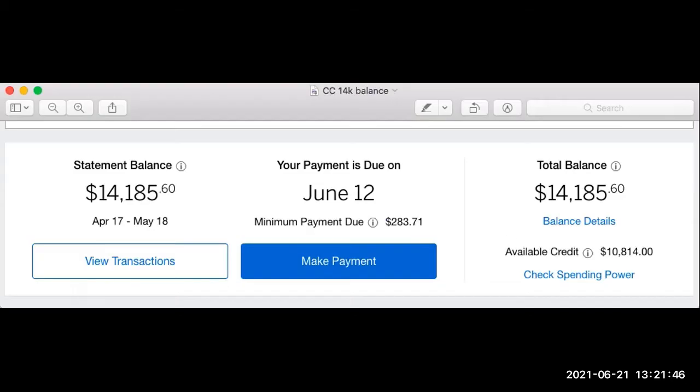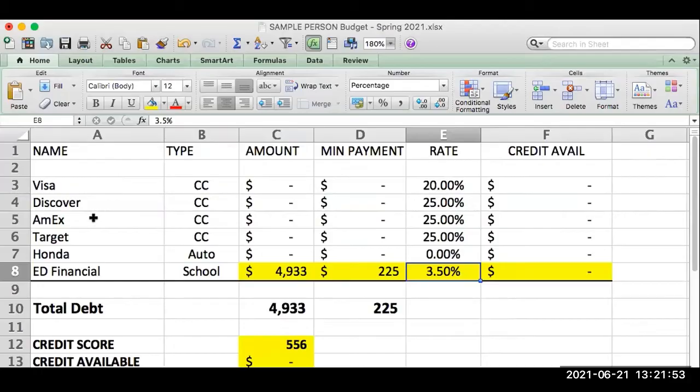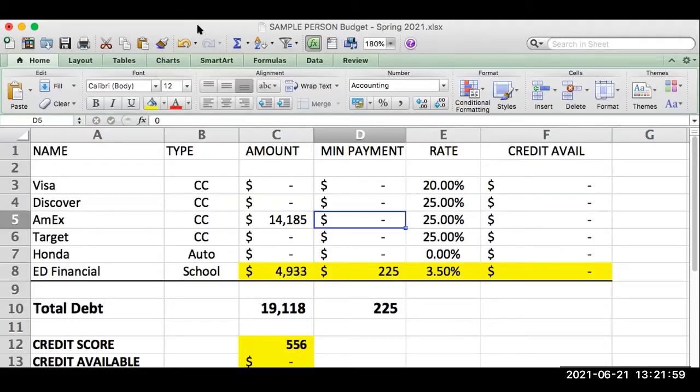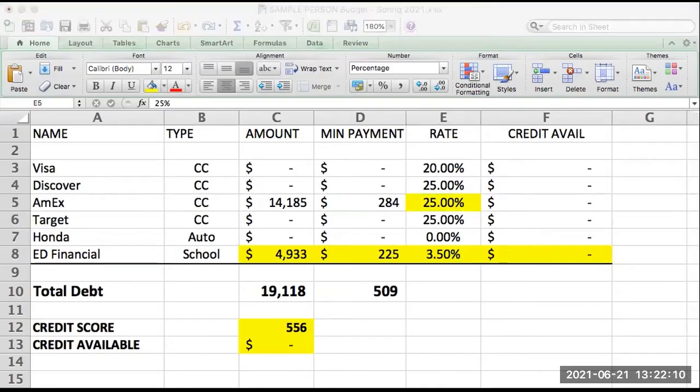So let's go and pop this onto our spreadsheet. Now, what did we owe? Let's look here. We will say this is an American Express card. $14,185 is how much is owed. The minimum payment, we'll call it $284. The interest rate, we don't know that yet. How do we find out? Well, we have to go and look at more tabs. So pardon me, I've got about 1,000 windows open here.